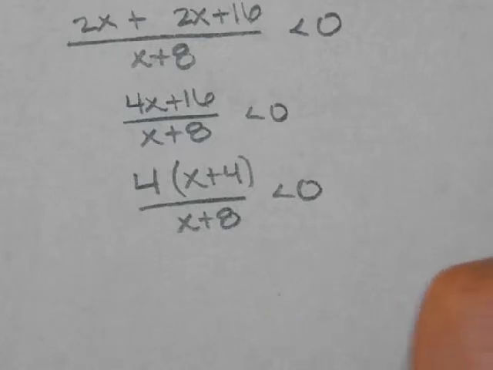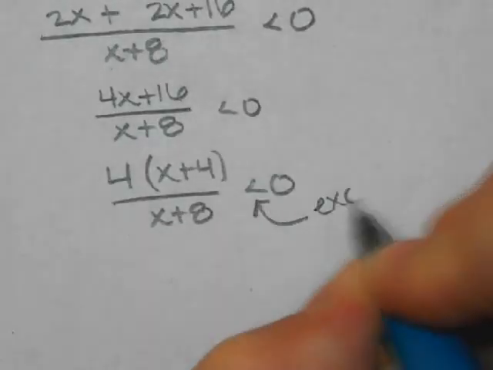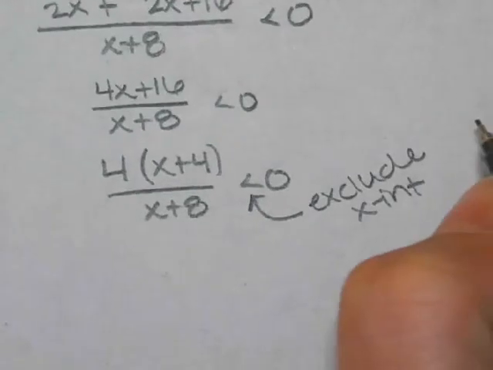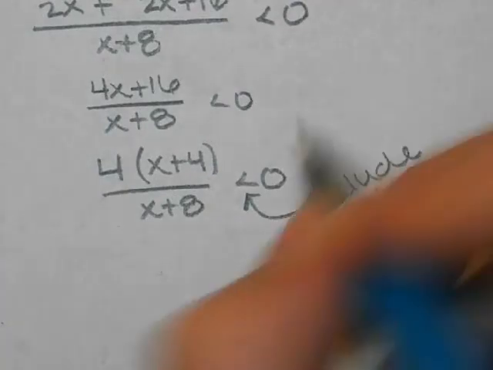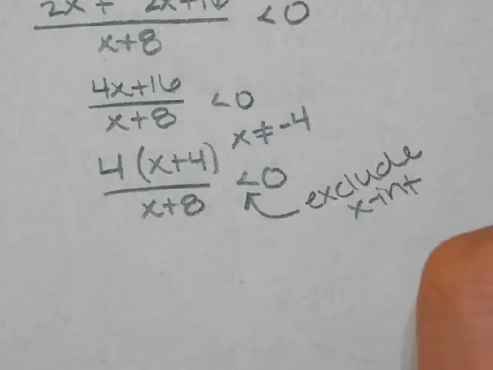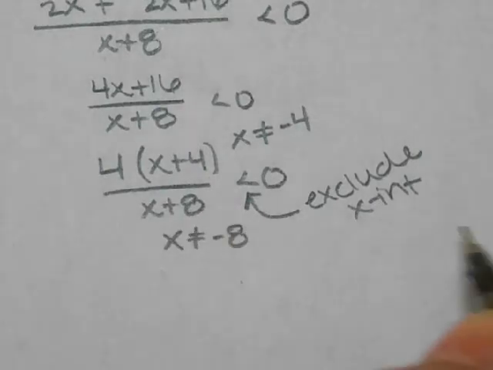All right, so now that we look at the problem, do we include the x-intercept or do we exclude it? Yes. Okay. All right, so we are going to exclude the x-intercept. And what was the x-intercept? Negative 4. So x cannot equal negative 4. And what else? Negative 8. X cannot equal negative 8.